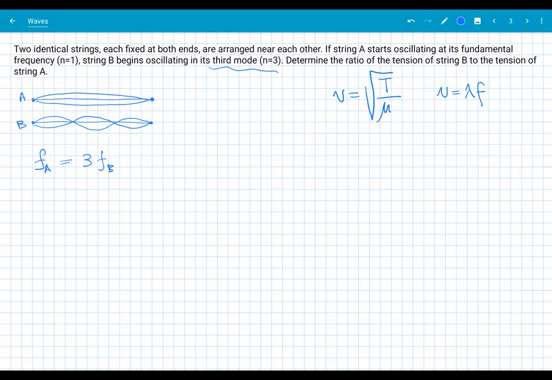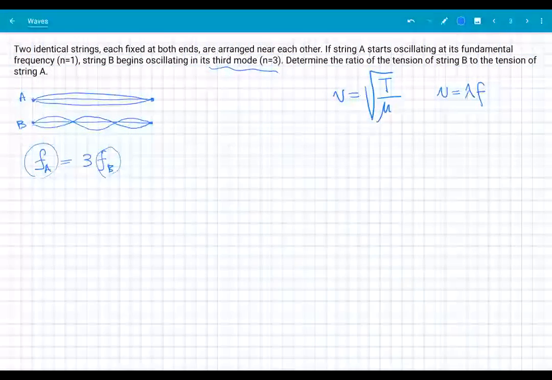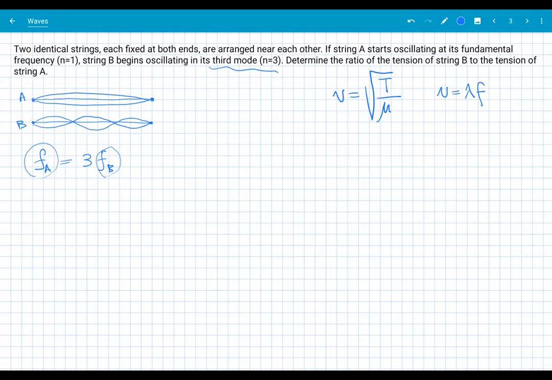Okay, so just catch up with that real quick. How I'm using this F is to stand for the fundamentals. So this here is the fundamental for A, and this F sub B is the fundamental frequency of B. All right, so the all-important step here is to set these two equal to one another, by what's implied in the problem statement. So for fundamental frequencies, what do we know?